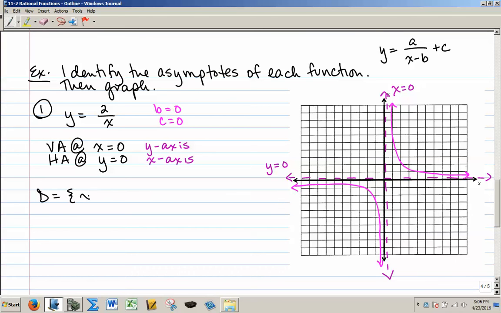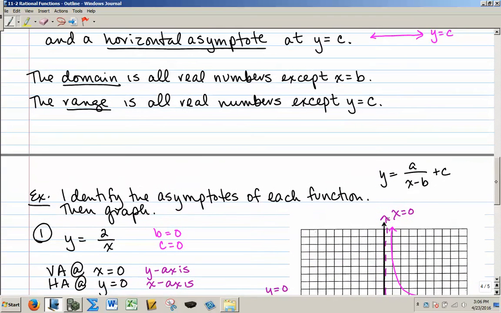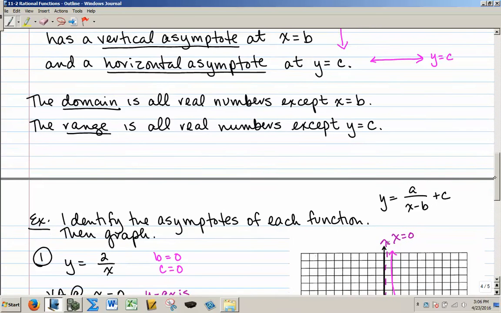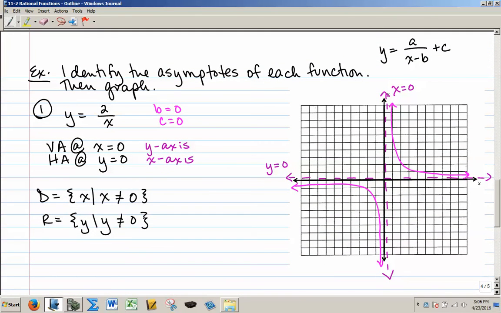The domain is the set of all x such that x is not equal to 0. Remember, we said the domain, let me go back up here, the domain is all real numbers except x equals b. So since b is 0, x cannot equal 0. And the range is the set of all y such that y is not equal to 0. And remember from the previous slide, the range is all real numbers except y equals c. c is 0, so my range cannot be 0. And that makes sense. I can have any number be an x and any number be a y except for 0 for each of those.